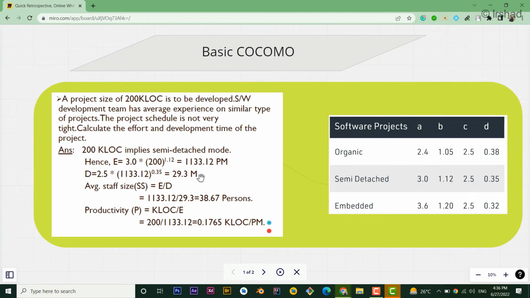Now we have calculated the development time as well. The average staff equals effort divided by development time, this value divided by this value. So the average number of persons will be 38.67. In the same way, the last one was productivity, and we can calculate productivity as KLOC by effort. KLOC is 200, divided by the effort that we calculated here, and it equals 0.1765, and its unit would be KLOC by PM. So this was the basic COCOMO.